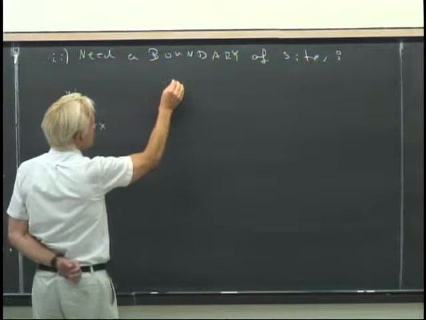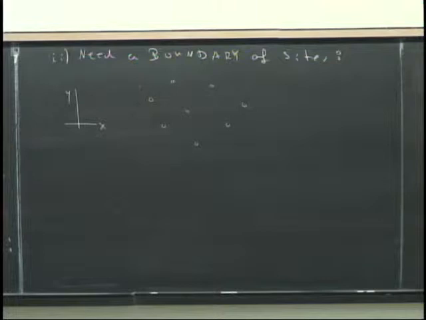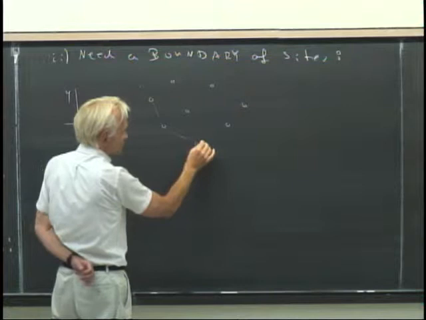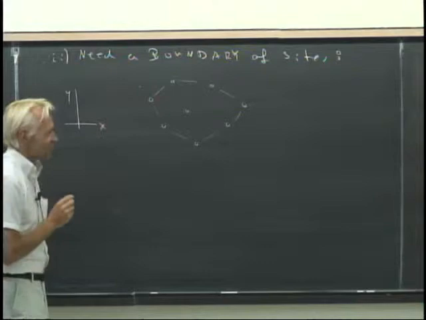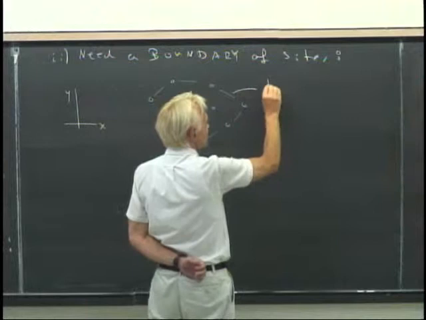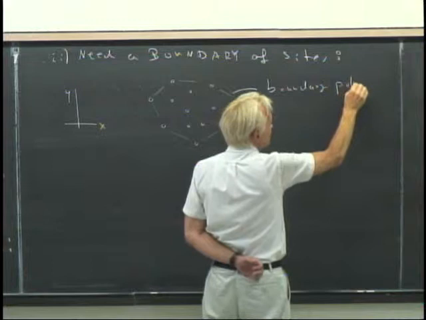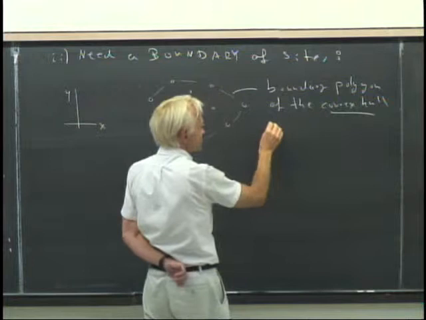If I give you sites in the plane, then what is a good boundary? This is a good boundary, right? What is that polygon? It's a convex polygon, yes. And it's the boundary polygon of what set? The convex hull of that point set. There's a bunch of points in here, right? So this is a boundary polygon of the convex hull of the set of sites in our context.